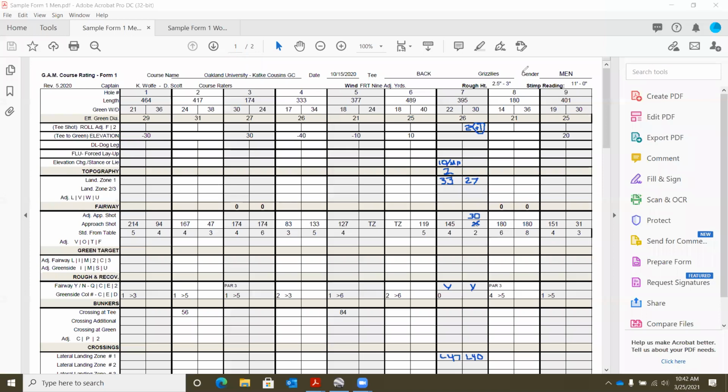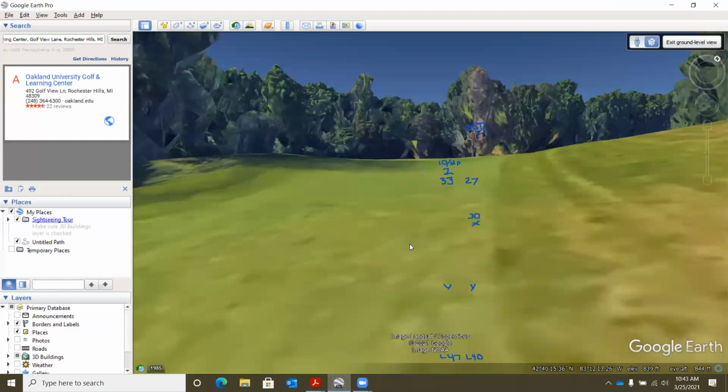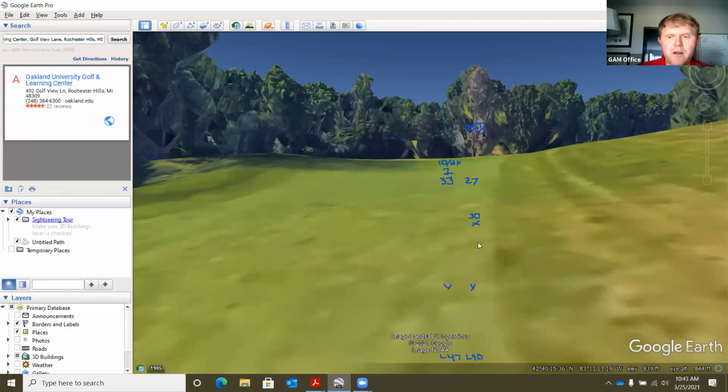So when we get to the green, I would suggest that everybody discuss it while you're still on the hole, before you leave the hole so you don't forget, because we're doing it hole by hole. Yep, no, that's a good idea for sure.